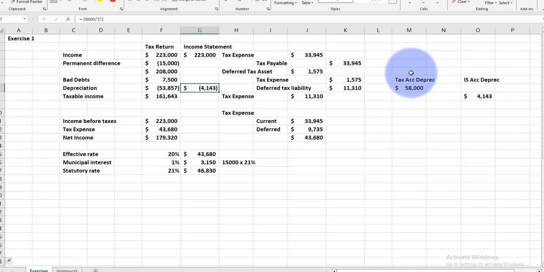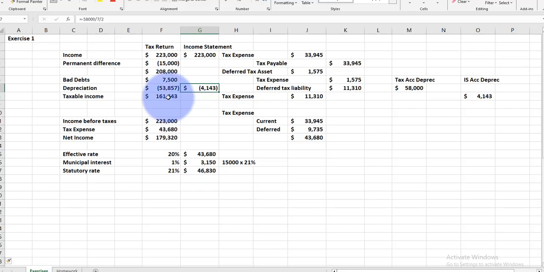So the difference between what we deducted on the tax return and what we recorded as depreciation on the income statement is 53,857. That's how much more depreciation we take on the tax return than on the income statement. So that gives us taxable income on the tax return, which is the ultimate calculation, of 161,643.